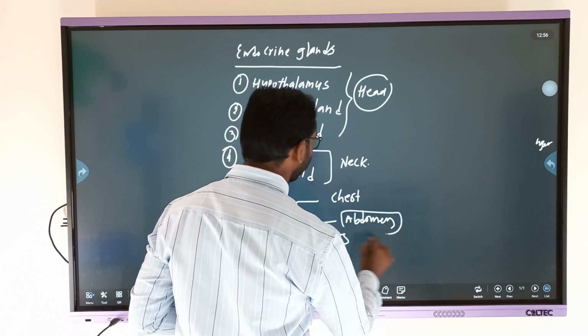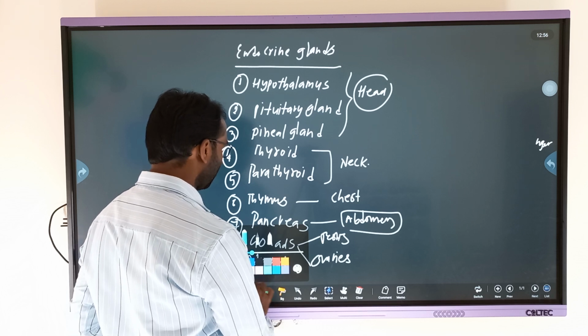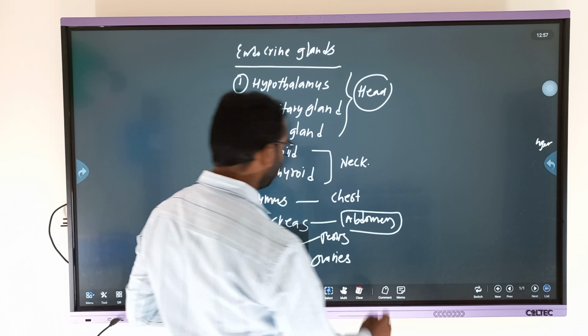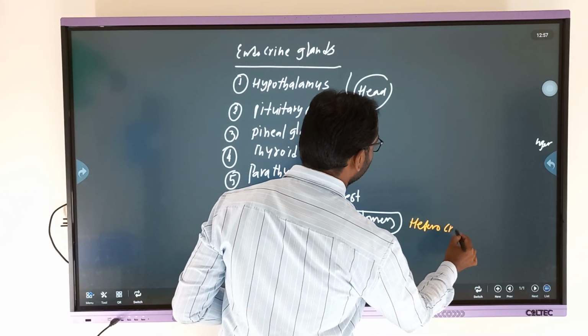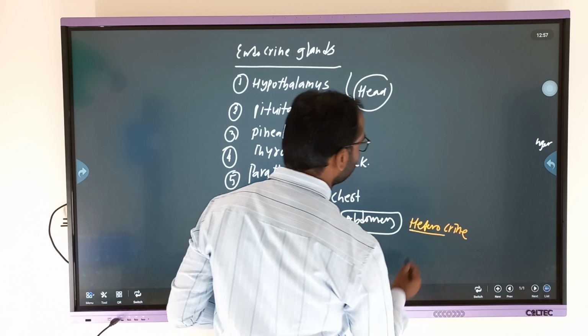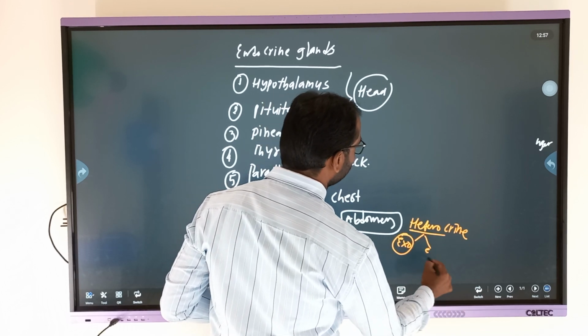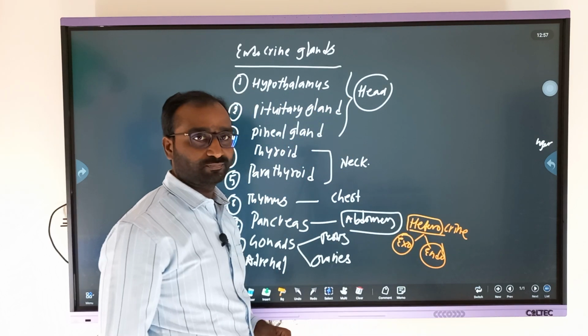And here, the pancreas is both an exocrine gland and a neuroendocrine gland. So generally we consider the pancreas a heterocrine gland. Hetero means different. Here it has an exocrine portion along with an endocrine portion. Hence it is called a heterocrine gland.